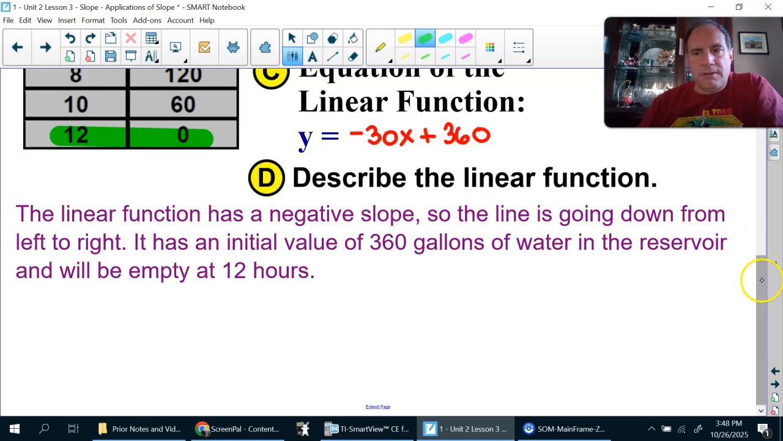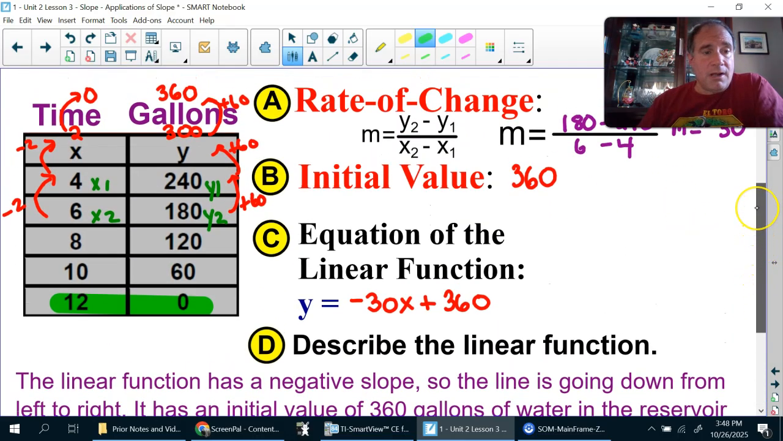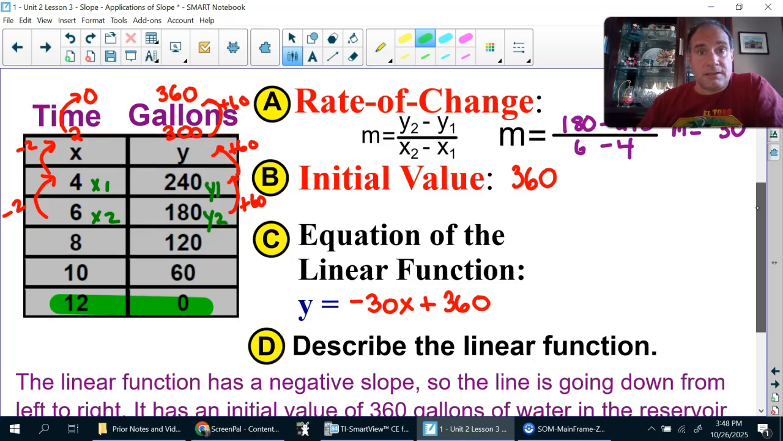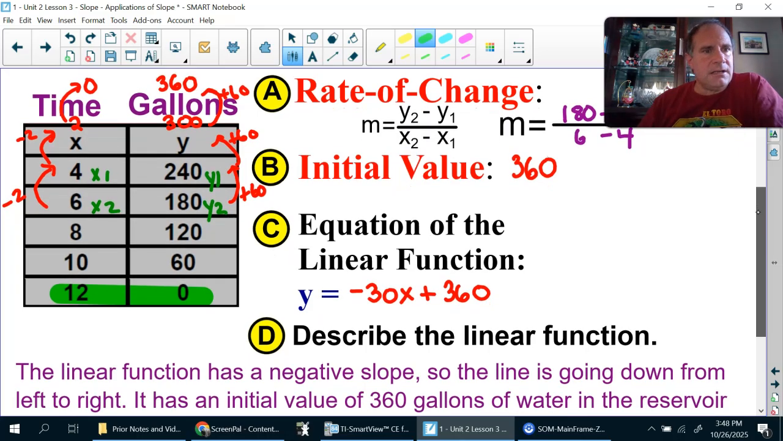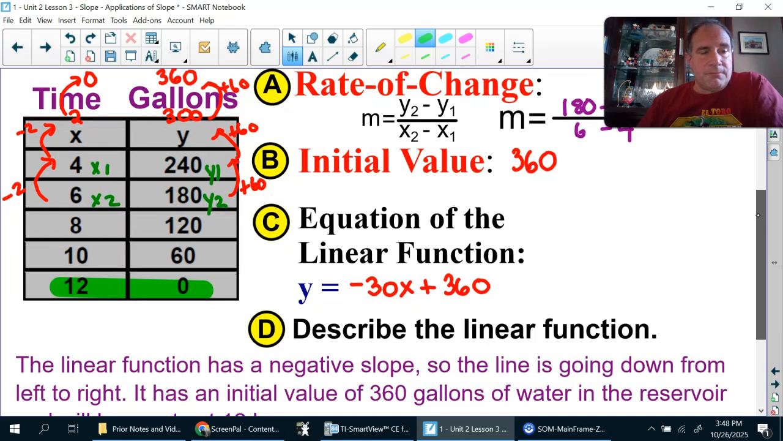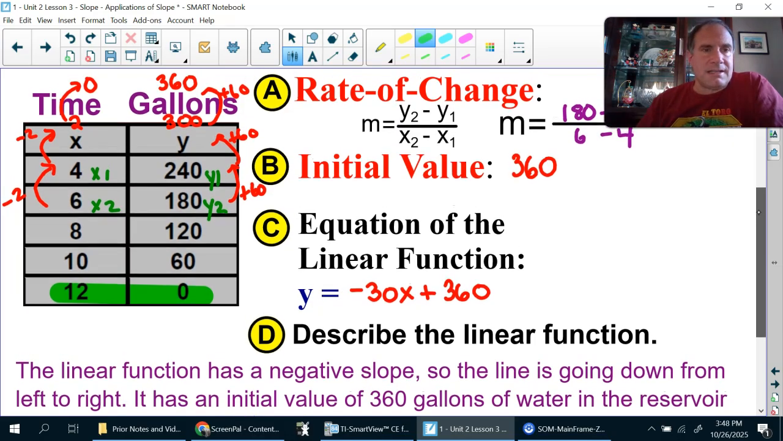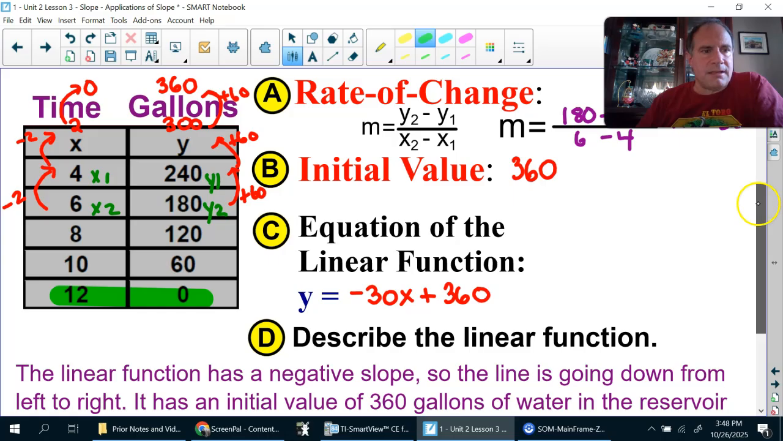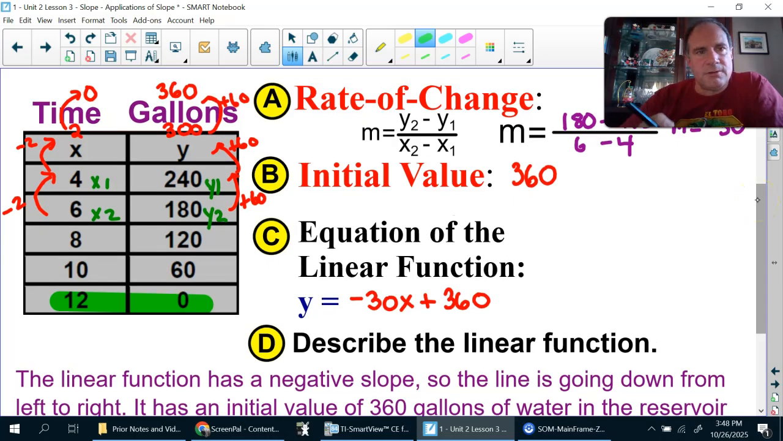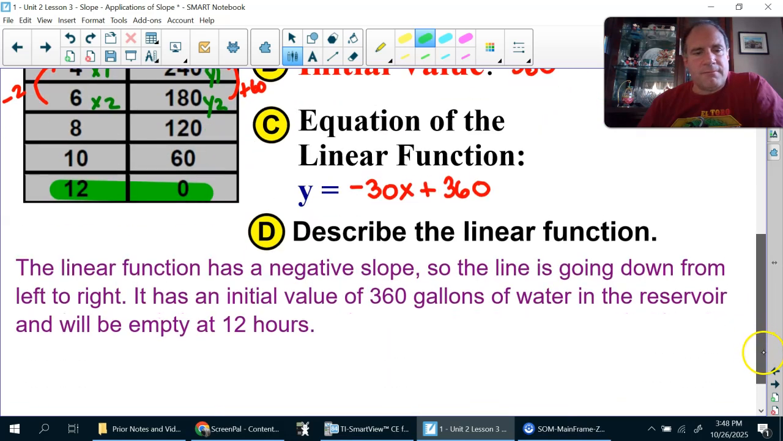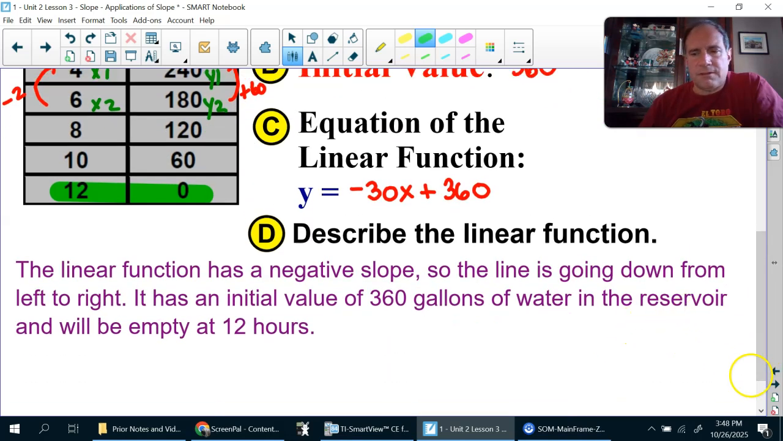That means, though, that is not the y-intercept. That's actually the x-intercept, where it hits the x-axis. But we didn't need that. But it is nice to see. Well, it's not nice to see, but if it is there on the table, that means at 12 hours, there's 0 gallons left. So that's how you read that graph. And that's exactly what I put for the description.